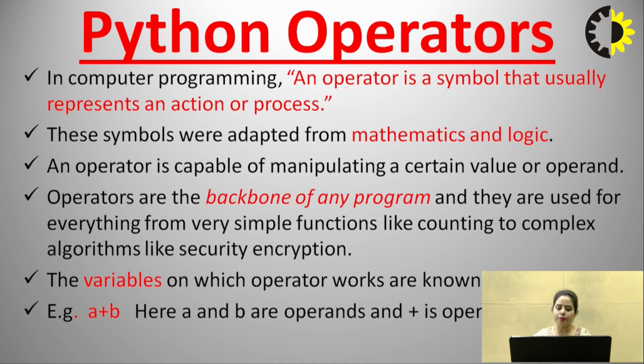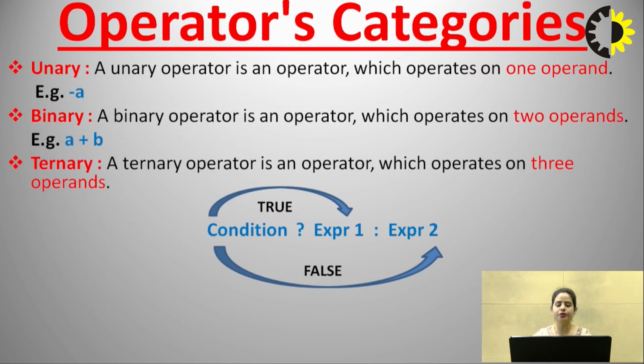We use operators everywhere, from very simple functions like counting to complex algorithms like security encryption. The variables on which operators work are known as operands. So here a plus b is an expression. Here a and b are known as operands and plus is the operator. Coming to the next slide.